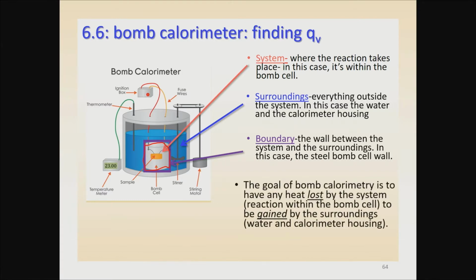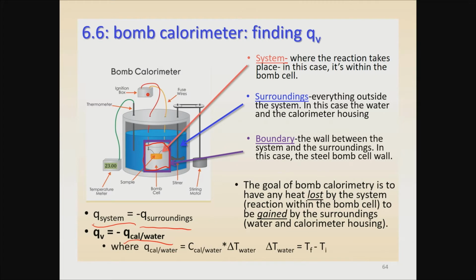So again, the goal of bomb calorimetry is to make sure any heat lost by the system will be gained by the surroundings. We see this represented by this equation here. The system, which is the chemical reaction, the heat lost by the system will be called QV, and the reason we're calling it QV is because the bomb cell has a constant volume, and this is going to be equal to any heat absorbed by the calorimeter and the water, which I've marked there.